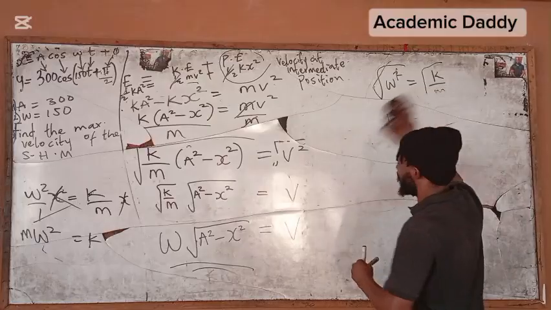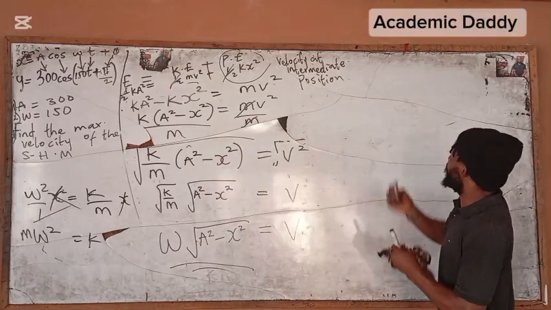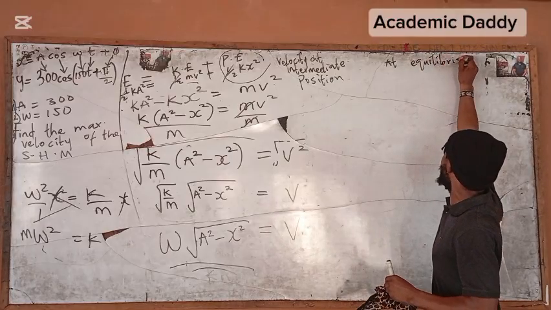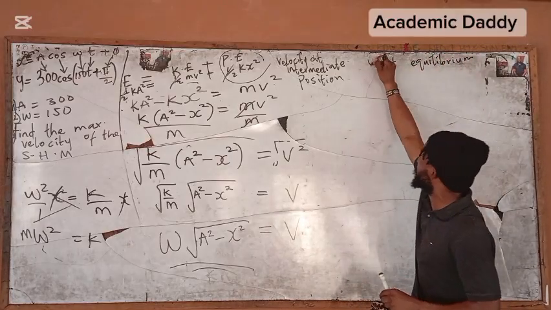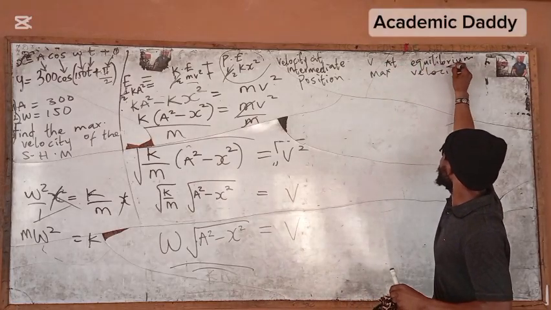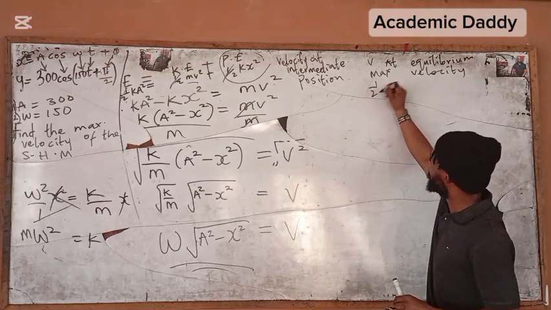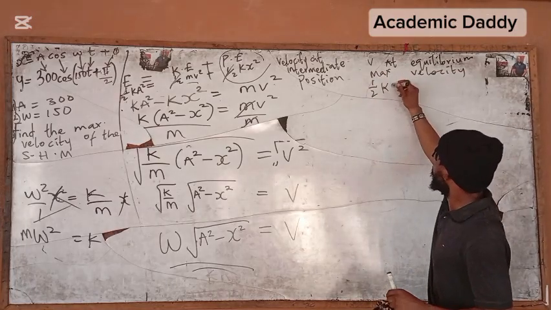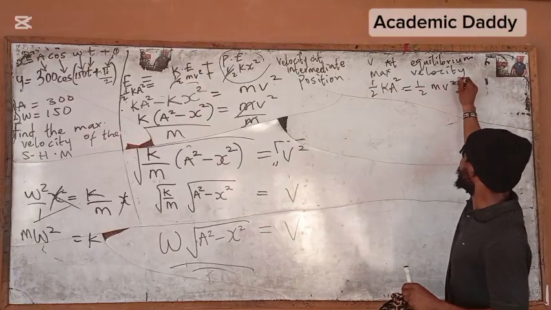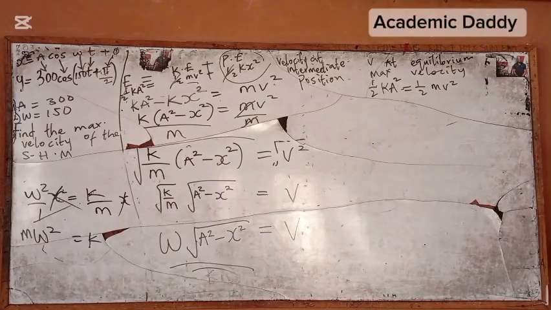So to find the velocity V at equilibrium, or the maximum velocity, I will simply have half Ka squared is equal to half mv squared. At equilibrium position, at that maximum point, potential energy is not experienced. There is no potential energy. We know that it means the energy is not at rest.